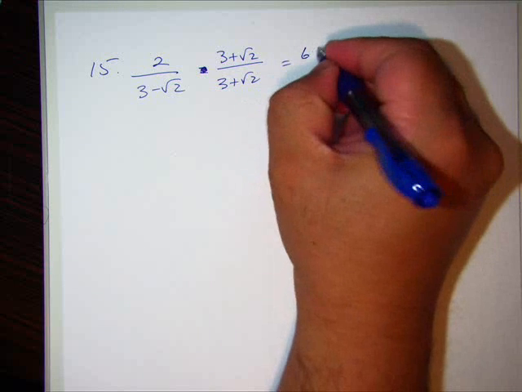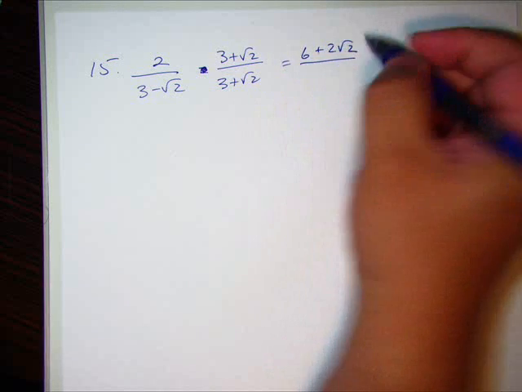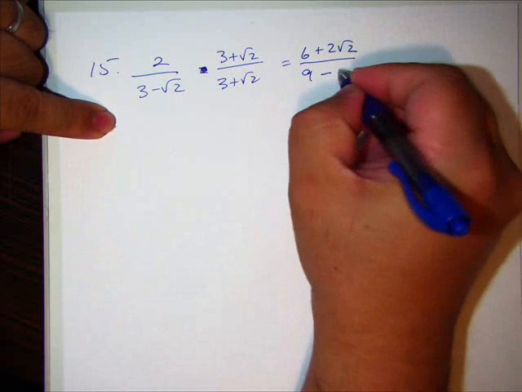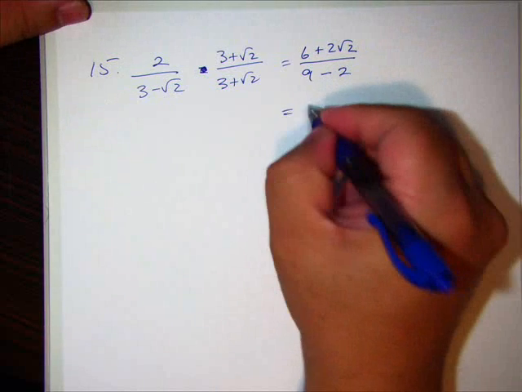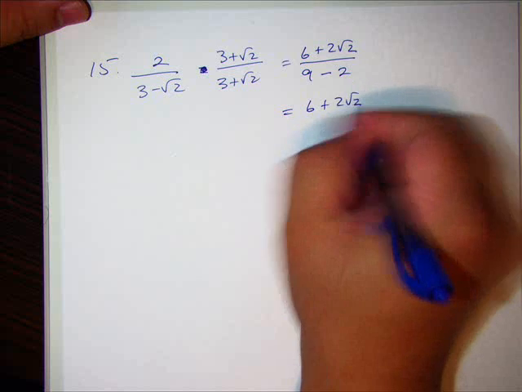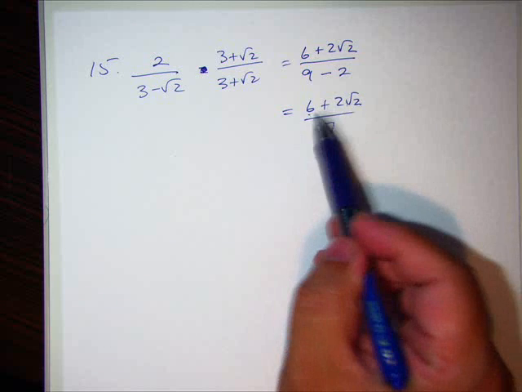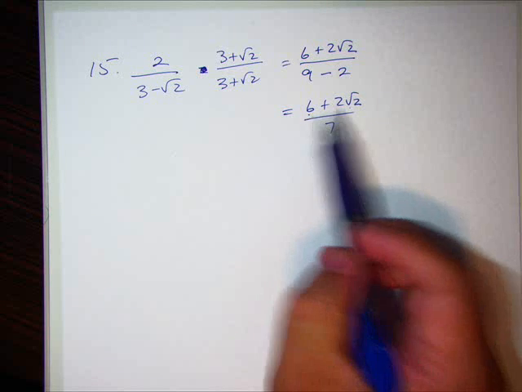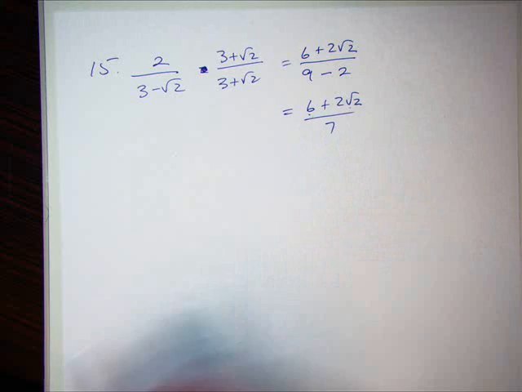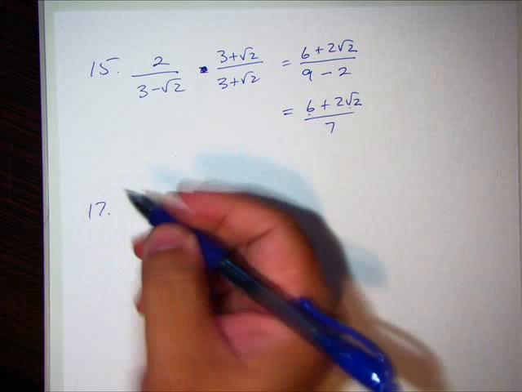That will be 6 plus 2 root 2 in the numerator, and 9 minus 2 in the denominator. 9 minus 2 is 7. Keep in mind, you cannot combine these two. This has a radical, this doesn't. So that's the end of the problem. Number 17, something a little more interesting.